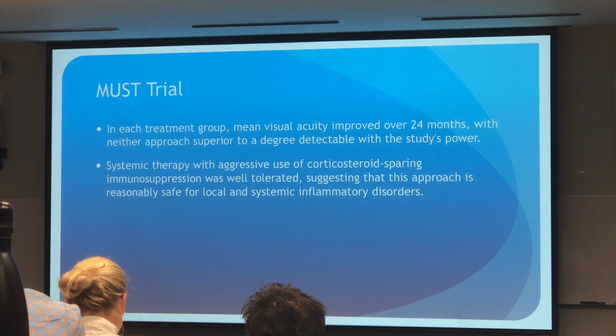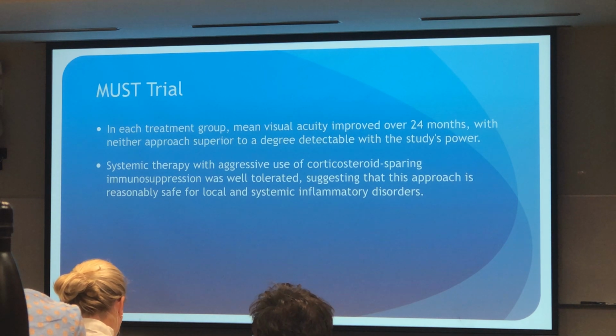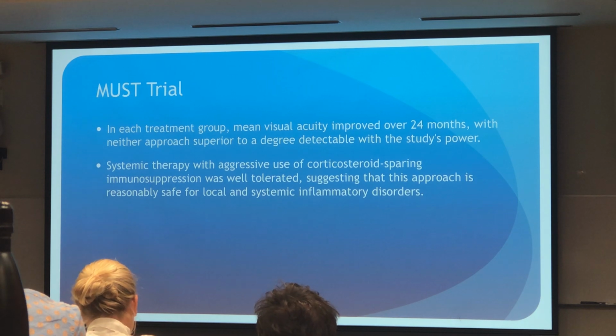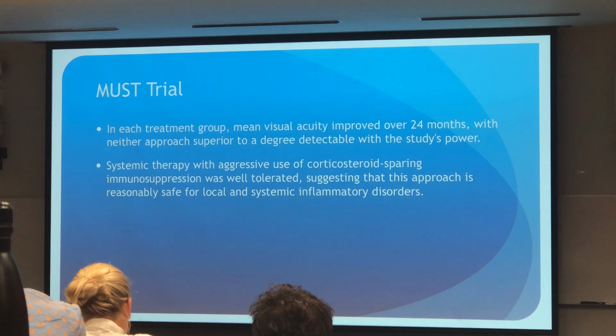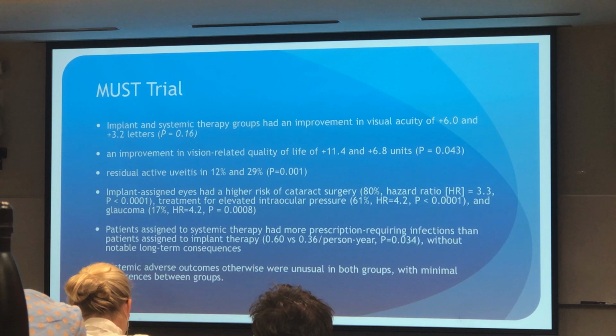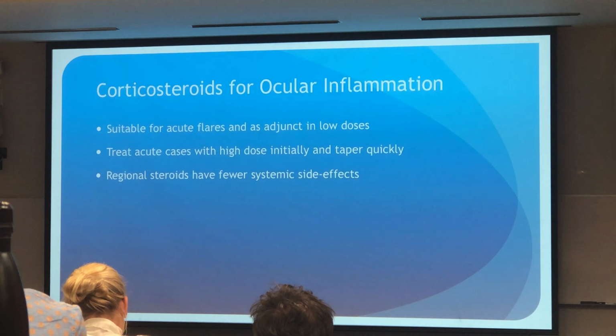whether it's systemic immunomodulation or Retisert, the vision improved on these patients, and they were about equivalent. And the systemic therapy also was well tolerated. The Retisert group tended to have fewer systemic complications, but the Retisert group certainly had more chance of glaucoma surgery and cataract surgery. In fact, 80% of these patients had required a cataract surgery during the study period.